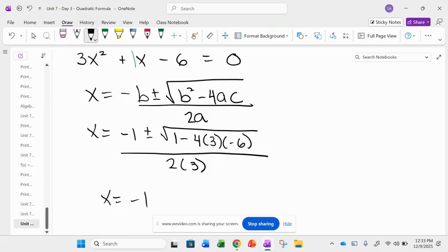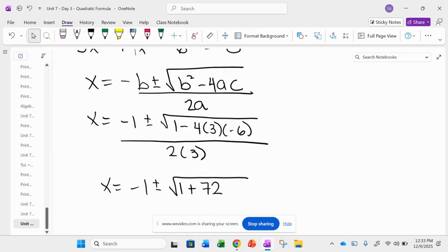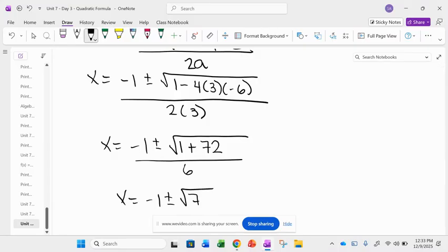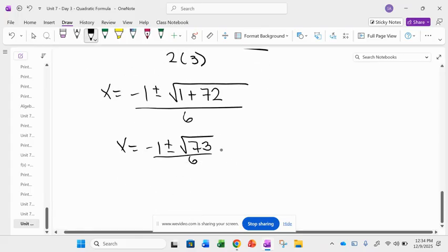So x equals negative 1 plus or minus the square root of 1, and then negative 4 times a negative 6 is a positive 24, plus 3 gives us a positive, times 3 gives us a positive 72. All over 6. So x equals negative 1 plus or minus the square root of 73 over 6. I promise it's not always going to be the root of 73.